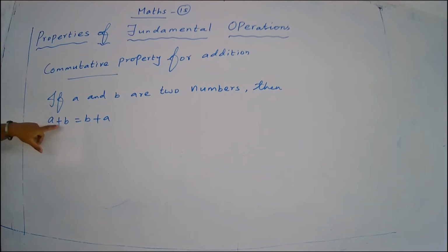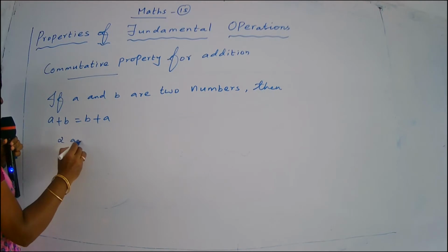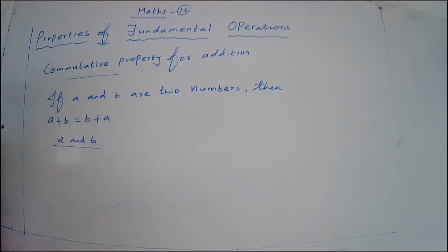Then a plus b is equal to b plus a. Now you check this property on various sets of numbers. First of all you take natural numbers. Let us take two natural numbers, for example 2 and 6.